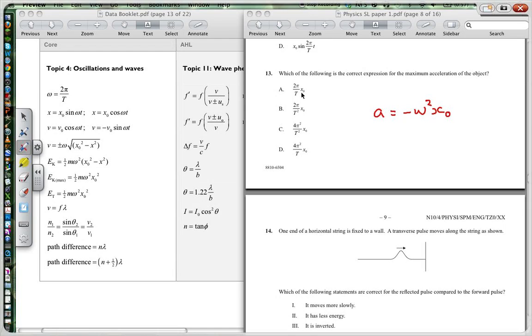So we are going to have omega. Omega we know from this formula over here, so omega squared is going to equal 4 pi squared over T squared. So we put it in here, and we're going to get this formula over here. It would be 13c. Alright, good. Going on to the next one here.